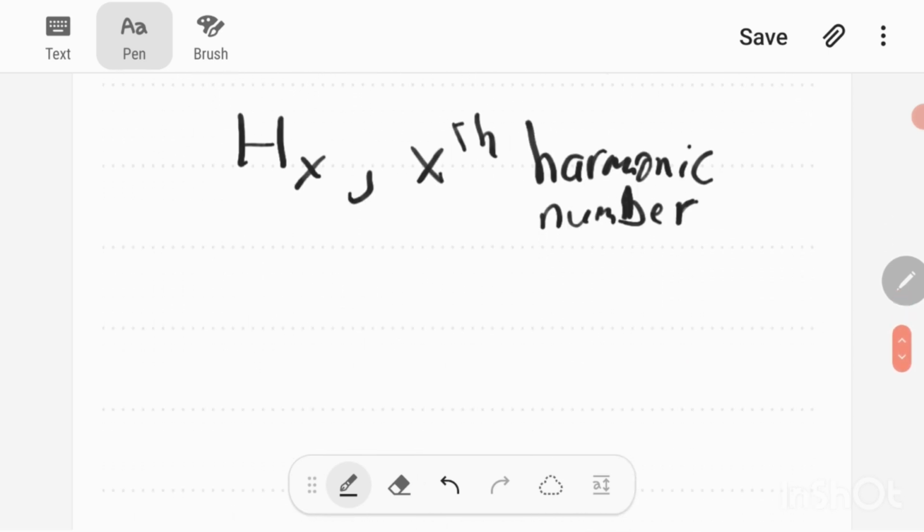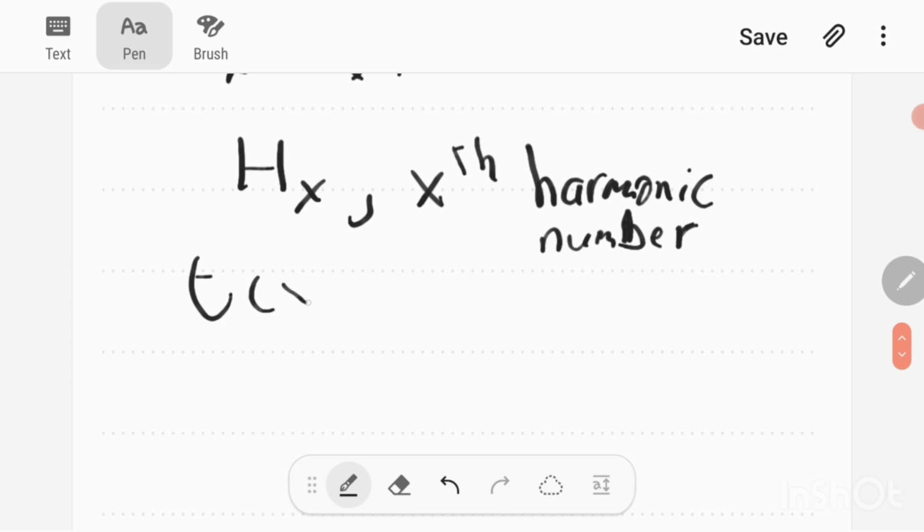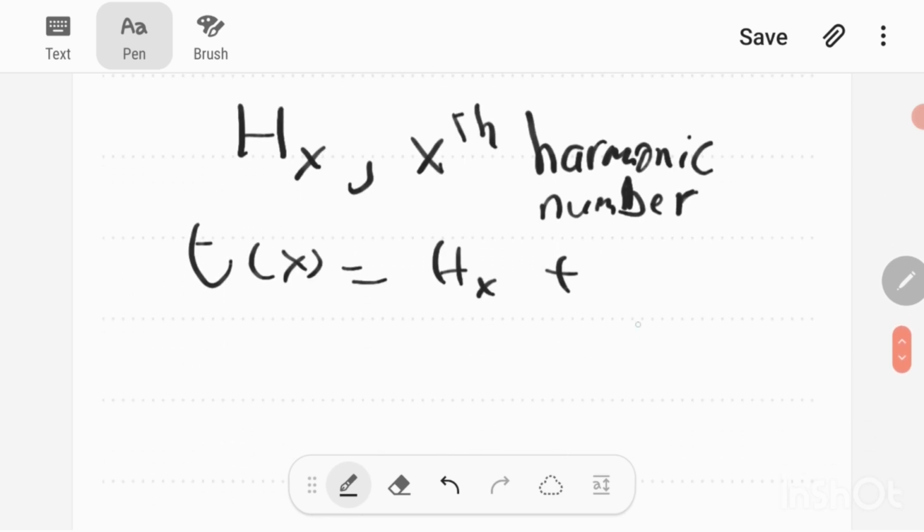But we still need to find t of 0, because that's the base case of this whole recursion. And we know we can't just plug in the 0th harmonic number, because, well, that interpretation doesn't exist. So how do we find this t of 0? That's the base case of the recursion.